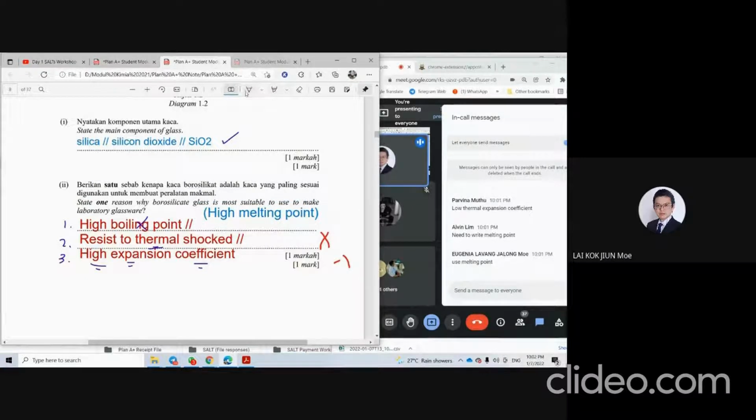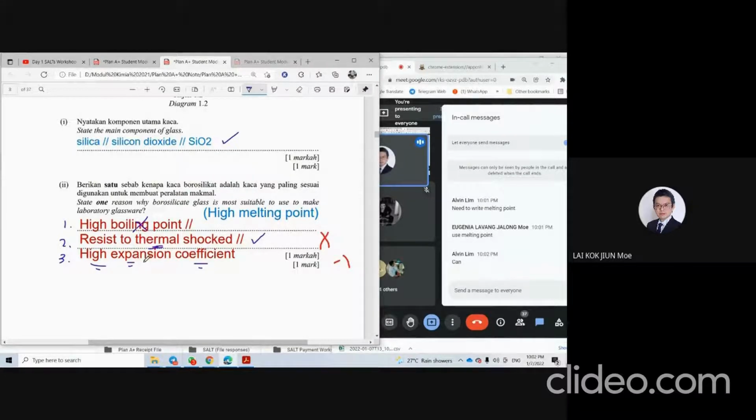So number 2, resistant to the thermal shock can. Can. Thermal means you cannot suddenly put it in a fridge at 0 Celsius. It will crack. You cannot suddenly add hot water at 100 Celsius. It will crack. So resistant to the thermal shock, this is the best answer.